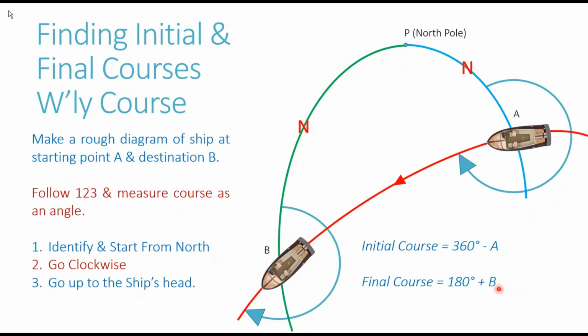So you can see now how knowing the initial and final angles, angle A and angle B, helps us to calculate the initial and final courses. In this case, none of the angles was equal to the course. So we had to use the diagram and the 1, 2, 3 method to find out what our initial and final course is.